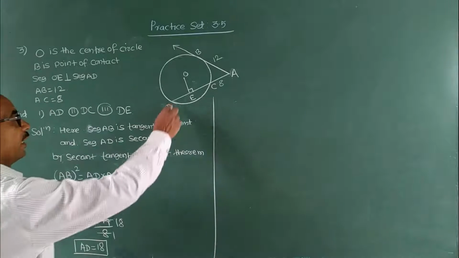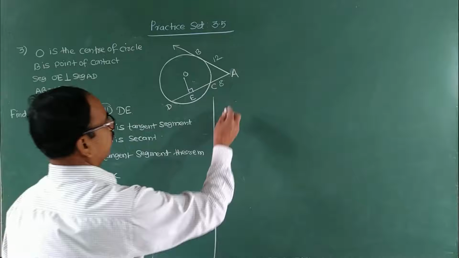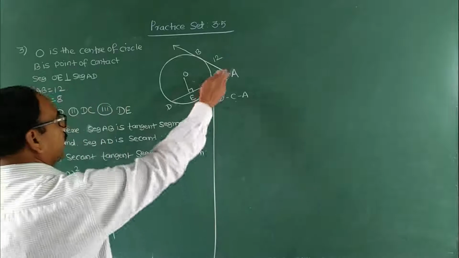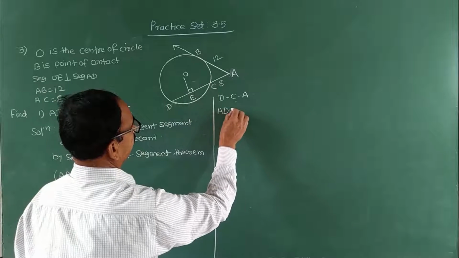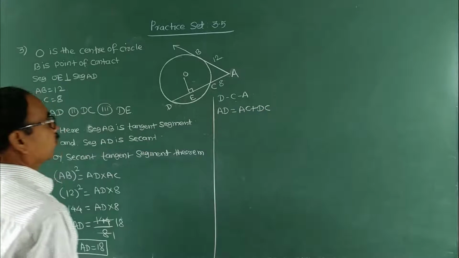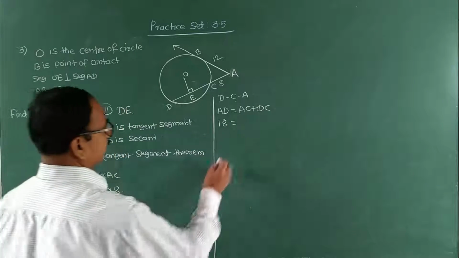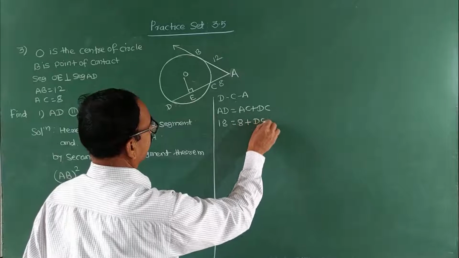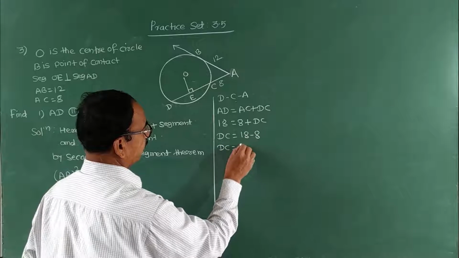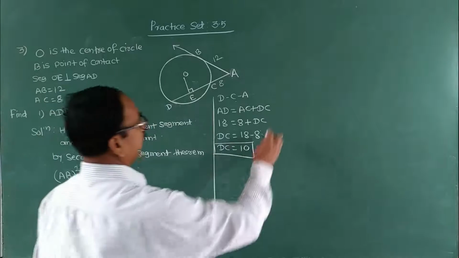Now we know that D, C and A are collinear points. So we can write AD is equal to AC plus DC. We know AD equal to 18, AC is 8, plus DC. So DC will be equal to 18 minus 8, and so the value of DC will be equal to 10. This is our second answer. DC is 10.